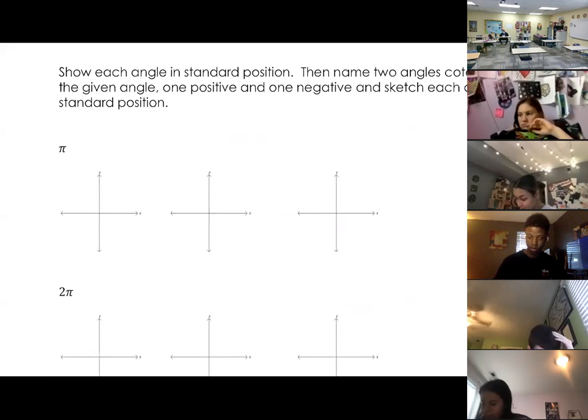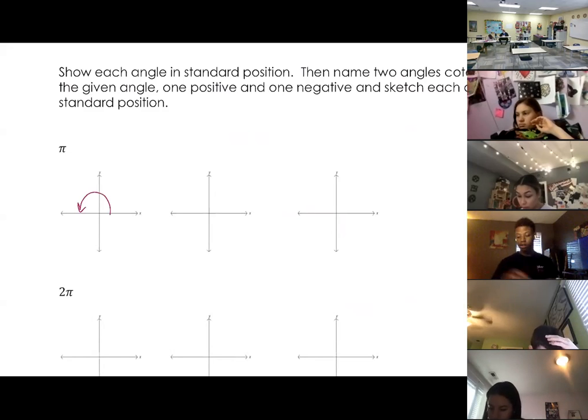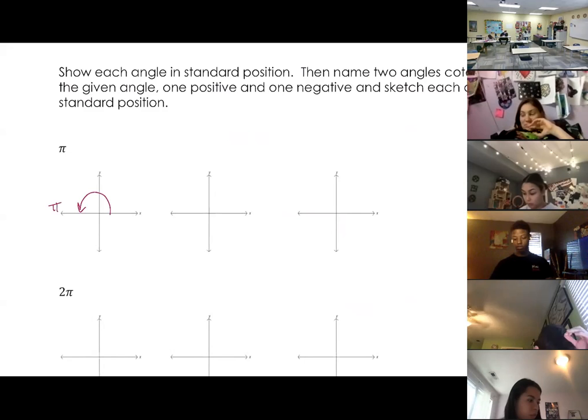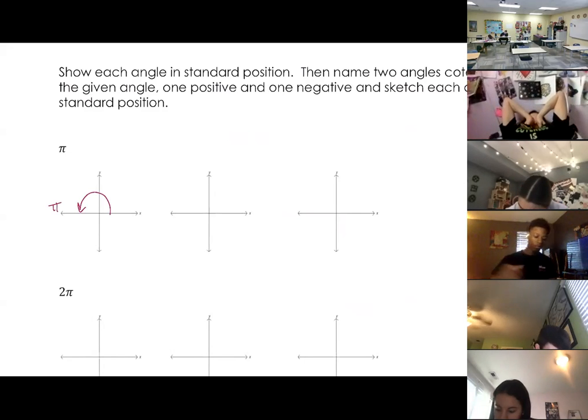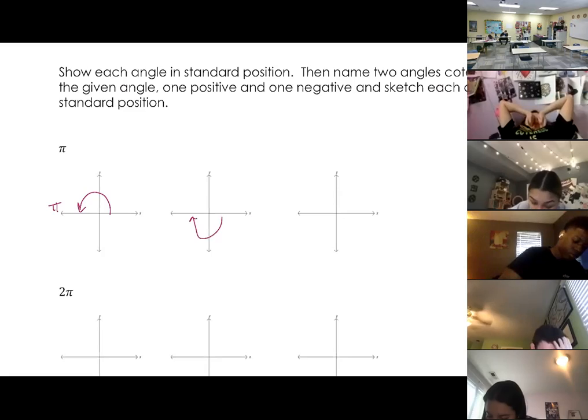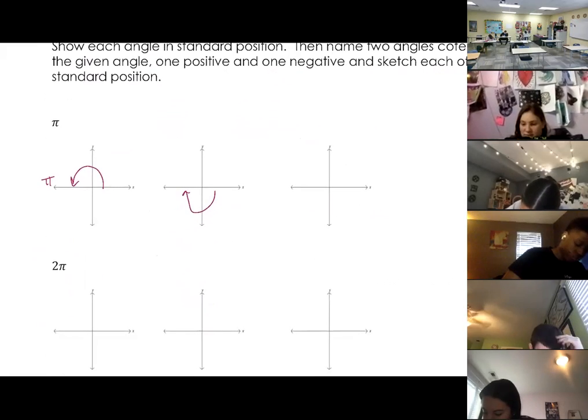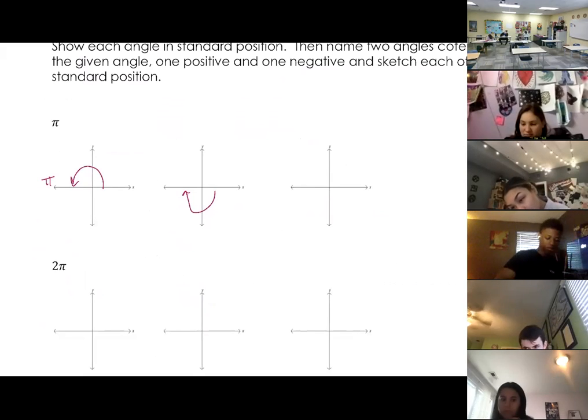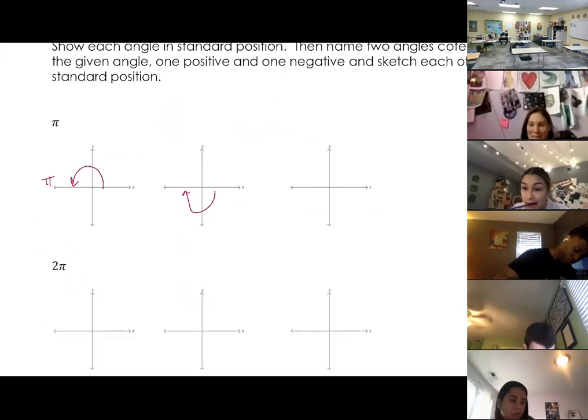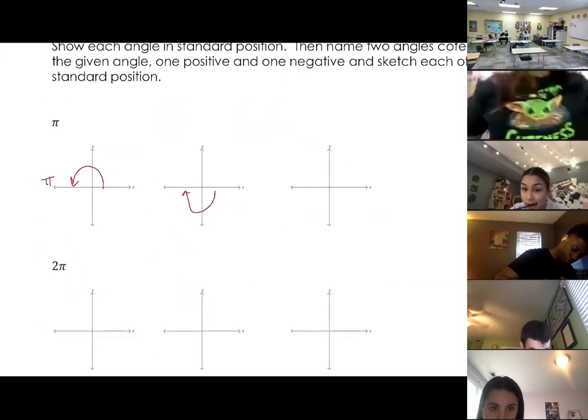So pi radians, I think we've worked on, that's 180 degrees. So that's a straight angle. I want another angle, like I could go this direction and end up at pi as well. What would that angle be in terms of radians, not degrees? What would that be? Joel, what do you think that one would be?